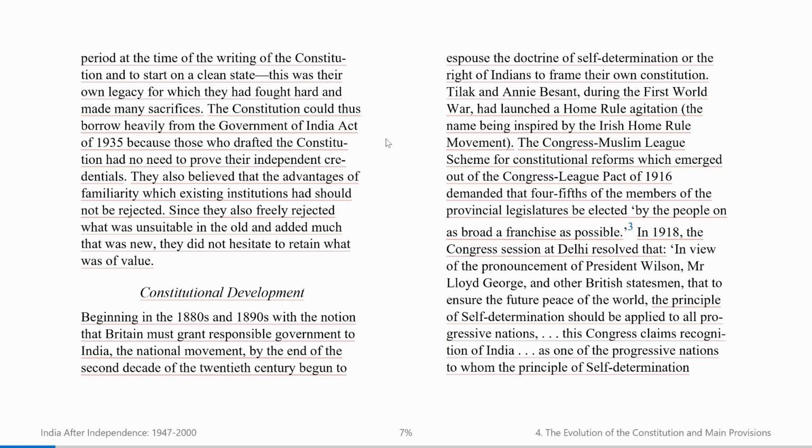They also felt that we should reject what was unsuitable in the old and add what was new, but they did not hesitate to retain what was of value. And that was the reason that India is a parliamentary democracy, because we were already familiar with that institution. They felt we can add new things to make our constitution better, and we'll talk about the various areas in which we have added from various parts.